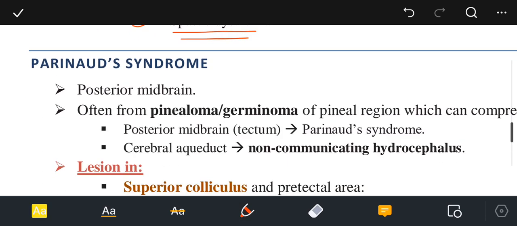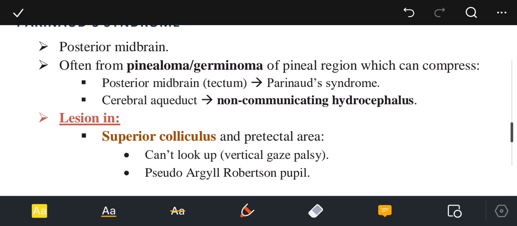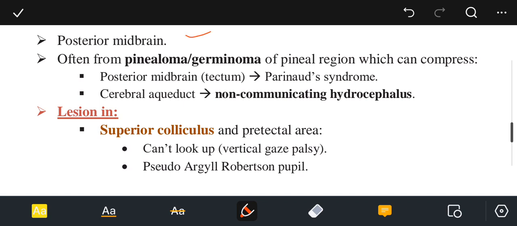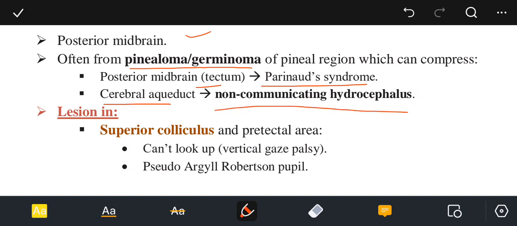Parinaud syndrome is due to a lesion in the posterior midbrain, often from a pinealoma or germinoma of the pineal region, which can compress the posterior midbrain, that is the tectum, and that will result in Parinaud syndrome. Cerebral aqueduct, if that is obstructed or damaged, will result in non-communicating hydrocephalus. With a lesion in the superior colliculus and the pretectal area, the person cannot look up, that is vertical gaze palsy, and pseudo-Argyll-Robertson pupil will also be present.